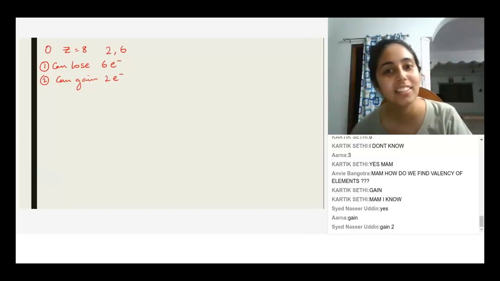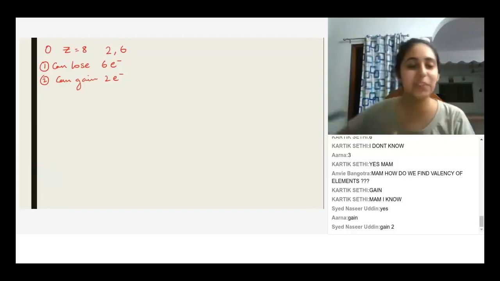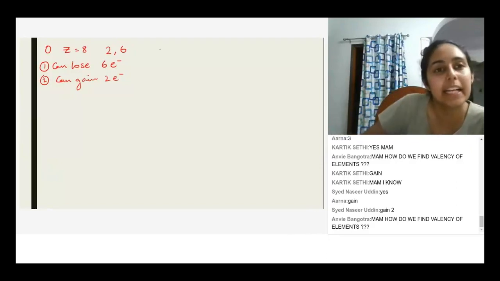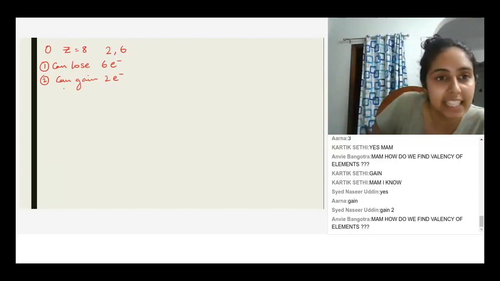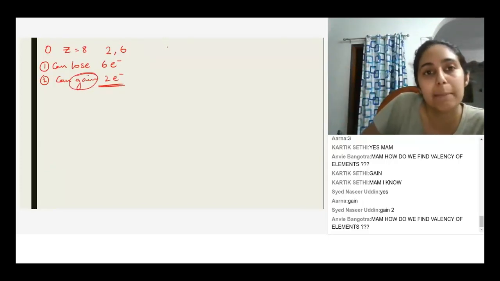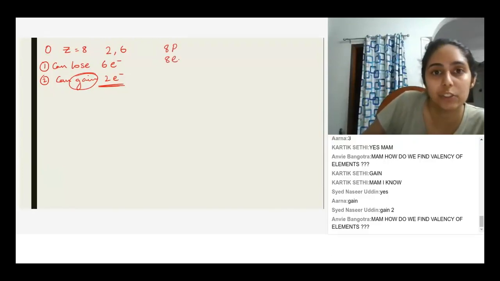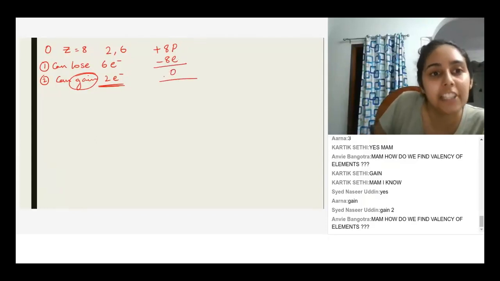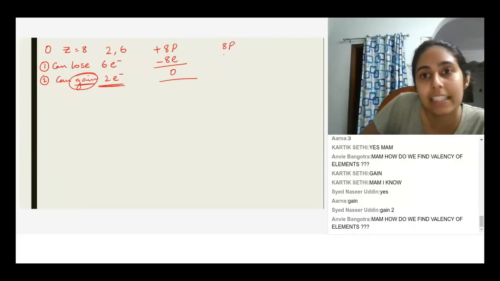How will the valency be 2 then? I'll tell you how it will be 8. So oxygen, it is easier to gain 2 electrons. Initially oxygen has 8 protons and 8 electrons. So positive charge, negative charge, total is 0. After it gains 2 electrons, what happens? 8 protons, 10 electrons.